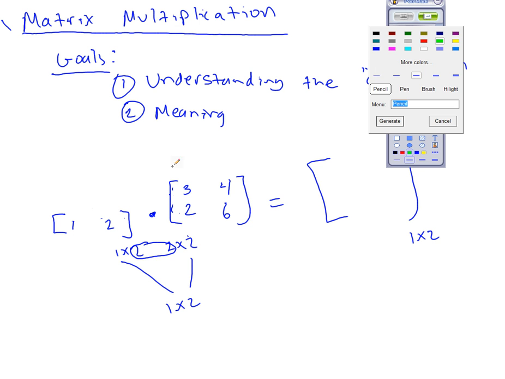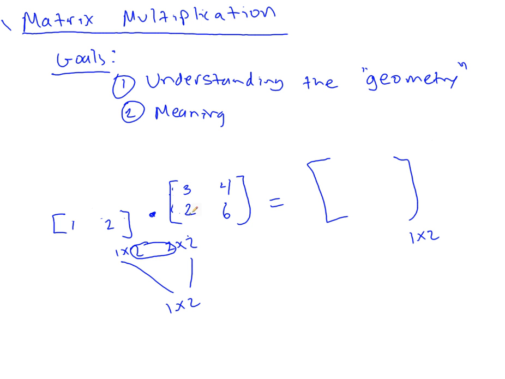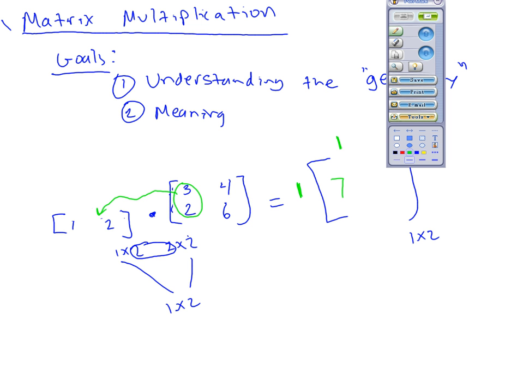Well, we're going to take the first column of the second matrix, and we're going to multiply it down on top of the 1 and the 2. So what do we get? Well, for the first row, first column of our new 1 by 2 matrix, that's going to be 3 times 1 plus 2 times 2. So 3 times 1 is 3, 2 times 2 is 4, so that we get a total of 7.